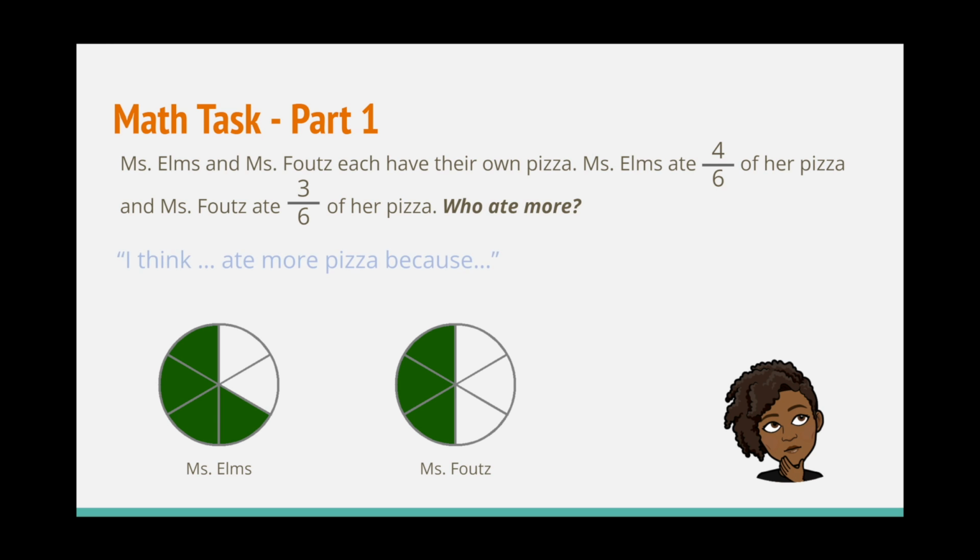So I want you to try and talk and think about who ate more. You could say, I think Miss Elms, or I think Miss Fouts ate more because, and you need to explain your thinking. So I think Miss Elms ate more because there are 4 parts colored in, and those represent the pieces that I ate. Miss Fouts only ate 3, and her pizza only has 3 parts colored in.